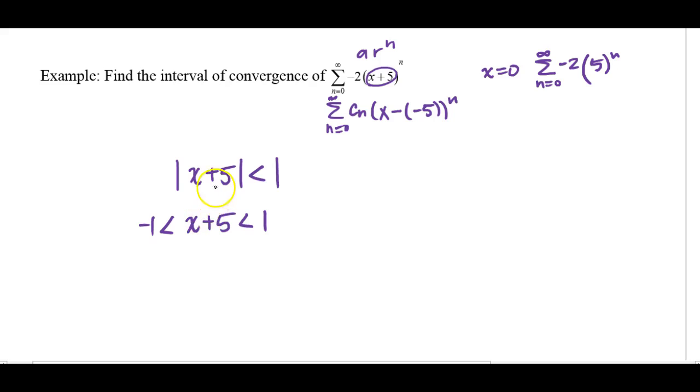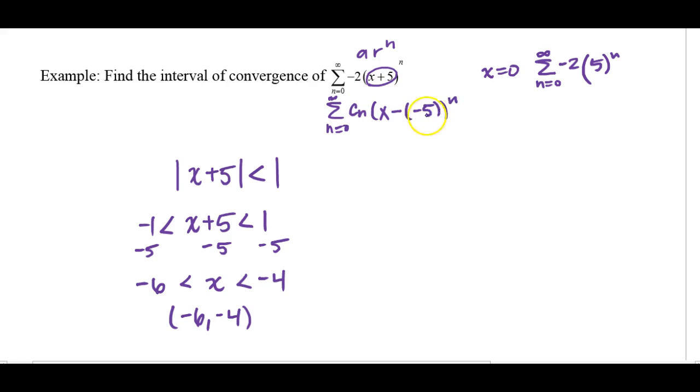This is a little bit of a review of pre-calculus, solving absolute value inequalities. Now I'm going to subtract 5 from all parts of the inequality so that I can get x by itself. So -1 minus 5 is -6, which is less than x, which is less than 1 minus 5, which is -4. So we just found the entire interval of convergence to be from -6 to -4.